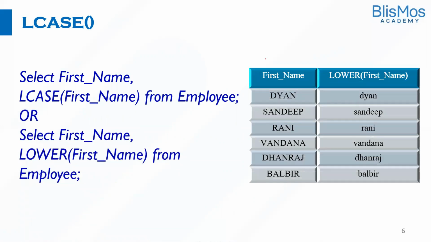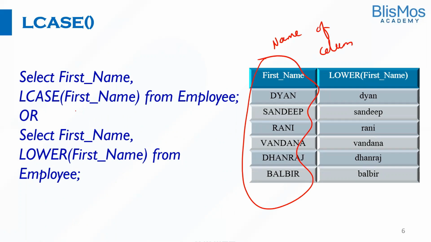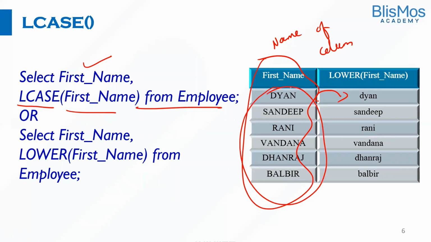For example, this is the first name, the name of the column. So I am selecting first name. The second thing is I am saying LCASE first name. I am saying convert all the values of this first name column into lower case. After executing, this column has been converted into this column, where all the first names in uppercase are converted into lowercase names. We can use either the LCASE or lower function to accomplish the same thing.